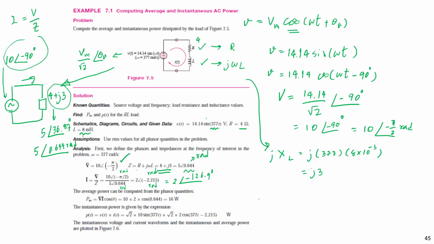Can you transform minus 2.215 radian is minus 126.9 degree? Can you do this? Okay. Anybody have some question about this? You can do it. Okay.